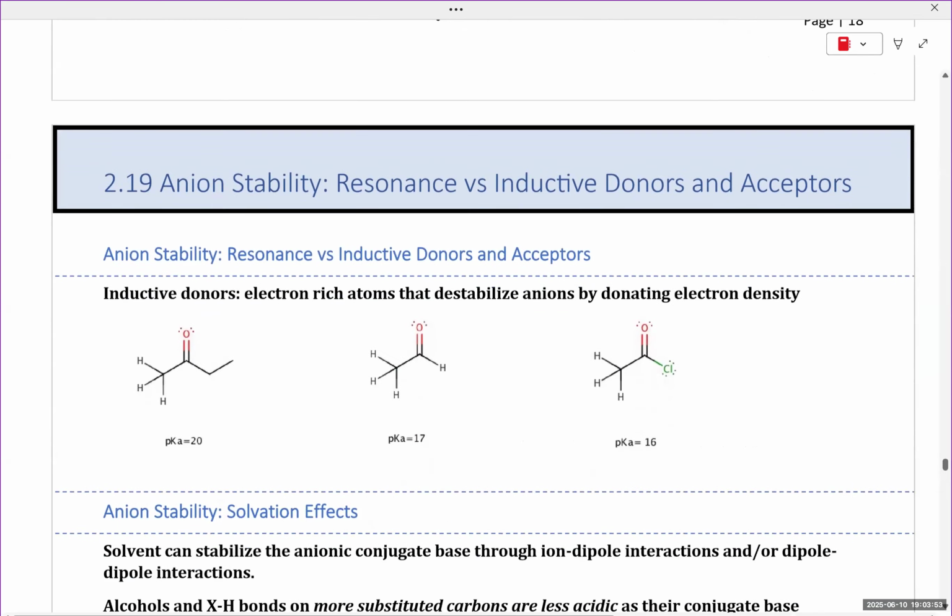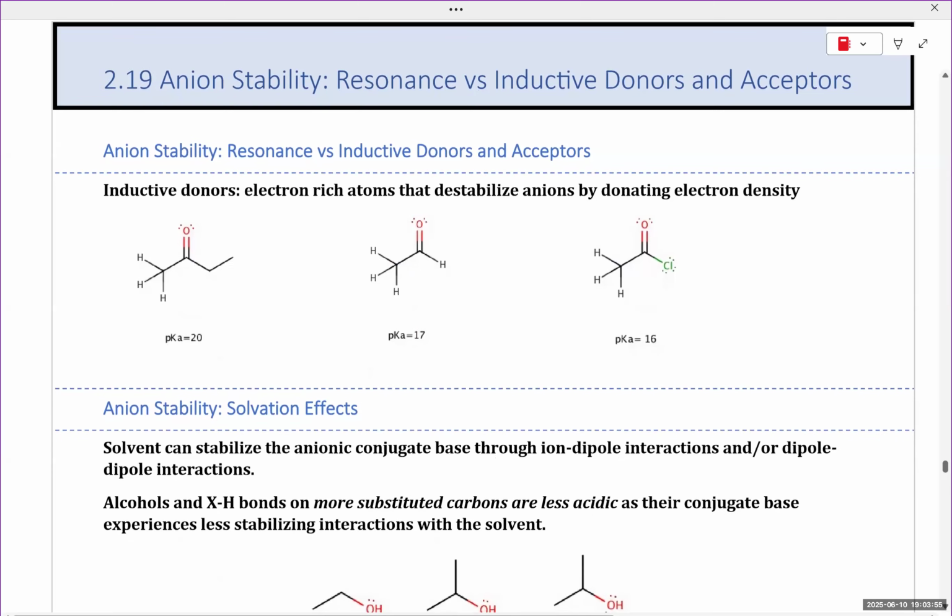Okay, so let's talk a little bit about anion stability trends, including resonance and inductive donors and acceptors. Sometimes groups can function both as donor and acceptor groups. So let's talk a little bit about inductive donors. Inductive donors are electron-rich atoms that destabilize anions by donating electron density. An example inductive donor would be an alkyl group.